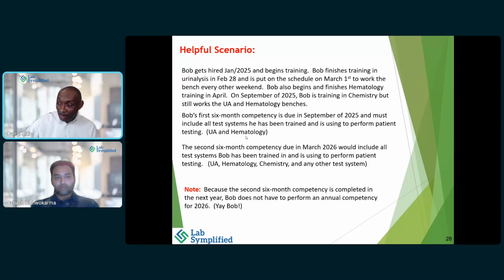Now, next in March 26th, which will be next month coming up, that second 6 month competency would include all the test systems Bob has been trained in and is used to perform patient testing. So that means UA again, hematology again, then also chemistry and any other system. If he's in micro, blood bank, if he was able to get all that in, everything that he's been trained on and performing patient testing, at that second 6 months competency is due again. So yes, he did UA and hematology on the first one. He's got to do UA and hematology again on the second 6 months competency. Make sure you do it like that. And note here, because the second 6 months competency is completed in the next year, Bob does not have to perform an annual competency for 2026.